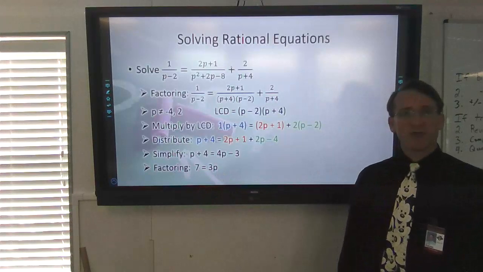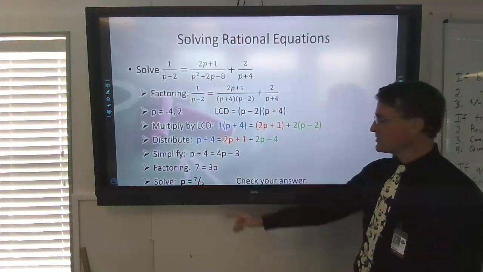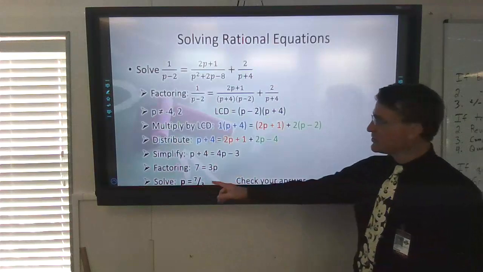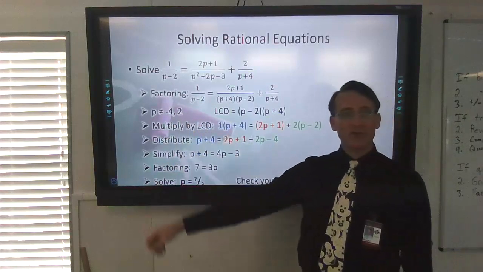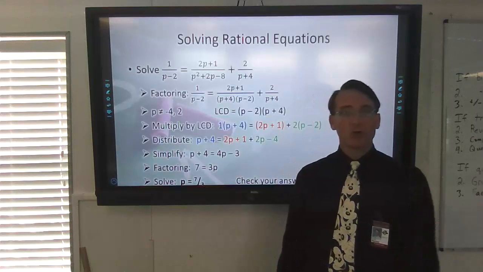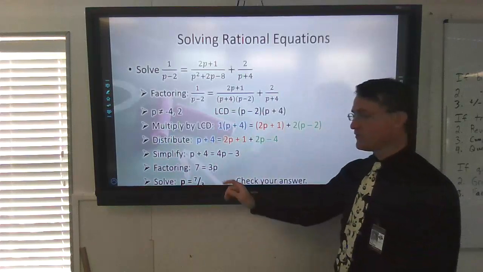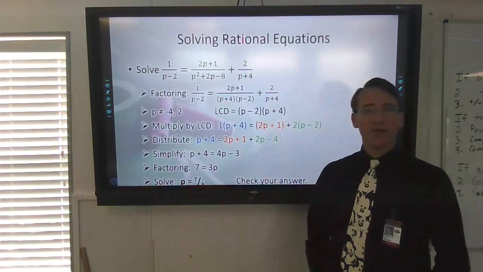Dividing both sides by 3 gives you a value of 7/3 for your p, which is not part of my constraints. Therefore, it probably will work. When you plug it into the original equation, it does indeed work. So if you have 7/3 or 2 1/3 as an answer, you have the correct answer.